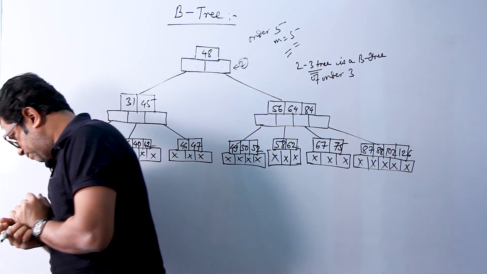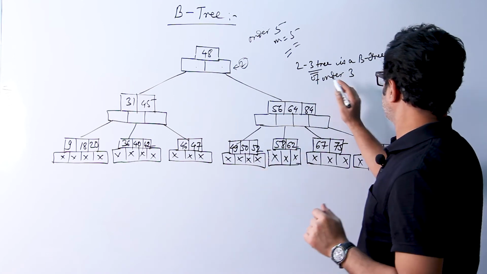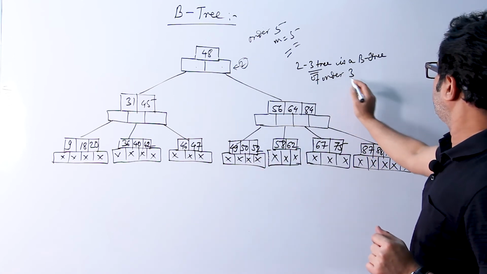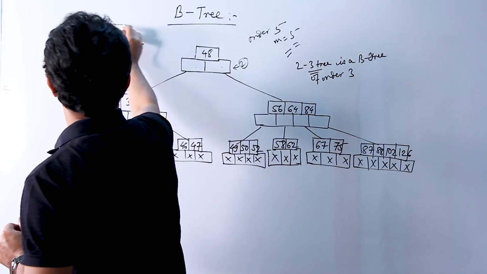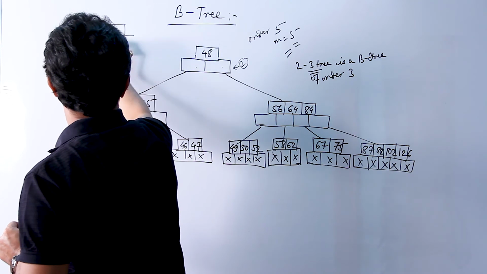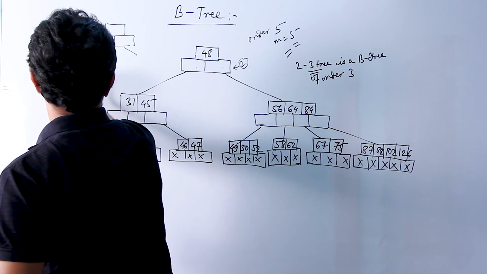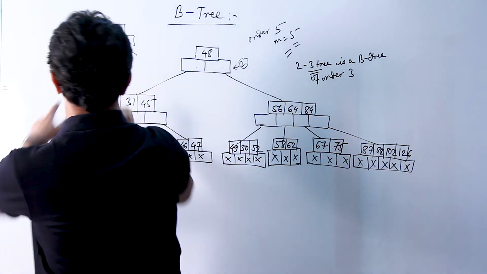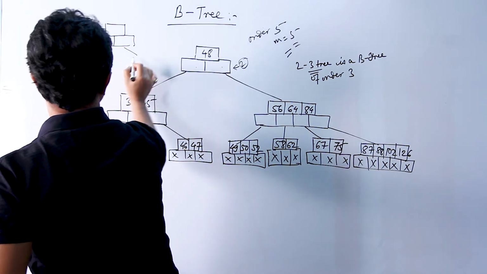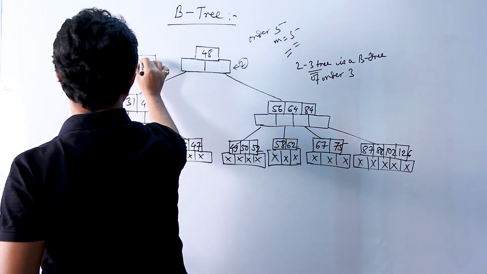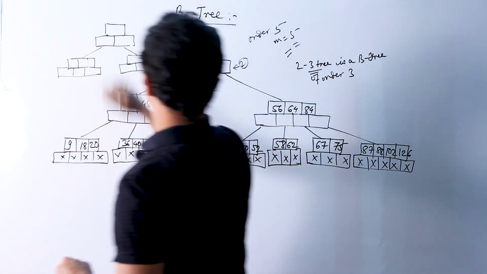How many children can the internal nodes have in a 2-3 tree? Suppose it is a B tree of order 3. I can draw this B tree of order 3 in this way. Suppose this one. So this can be a B tree of order 3.